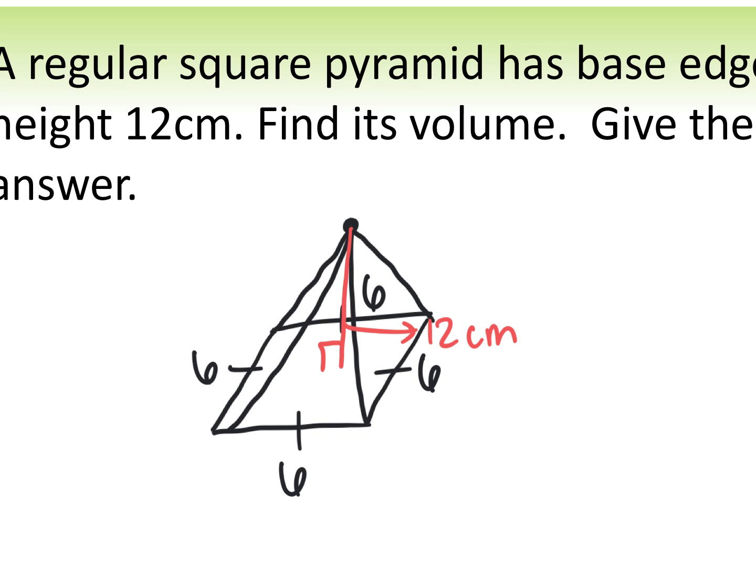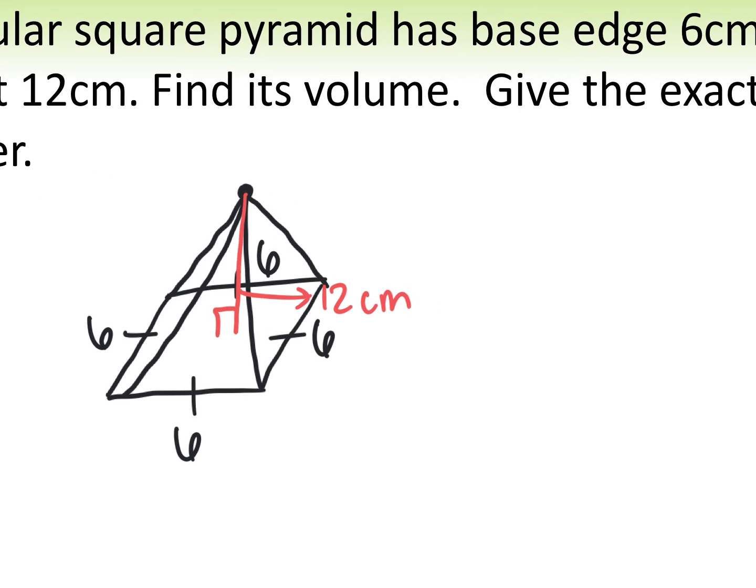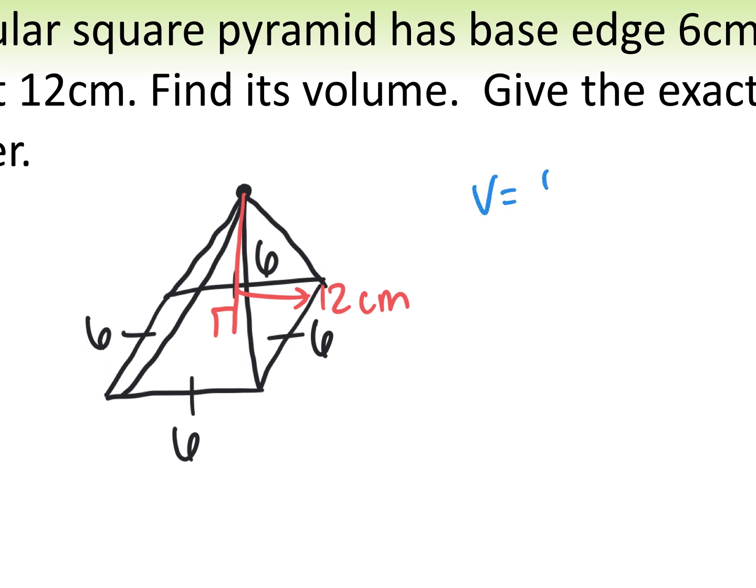So now let's write down the formula and see which pieces of the formula we know. Let's write down the volume for a pyramid is 1/3 the base times the height. Do we know the height of the pyramid? How tall is it? 12 centimeters. So we know this one's going to be 12. Do we know the area of the base right now? No. So we're trying to figure out the area of the base. Once we figure out that, then we're fine.